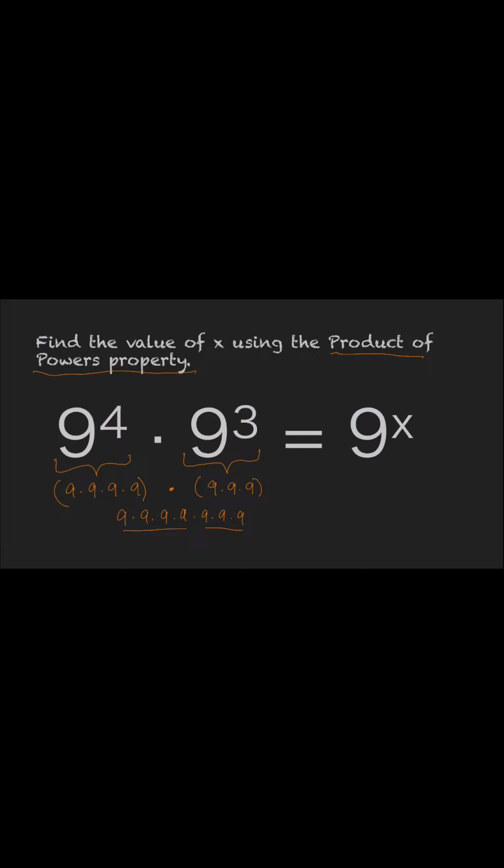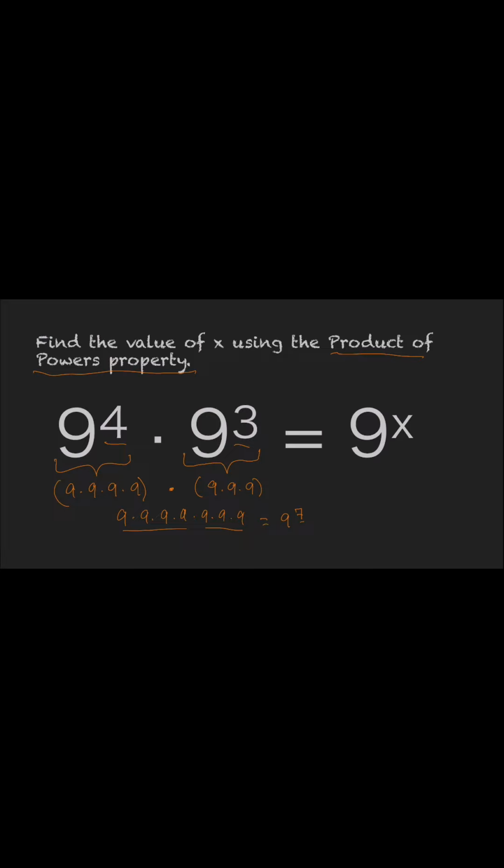Something interesting is that we are multiplying this 9 by itself 7 times. So this is equal to 9 to the 7th power. And you might say, what's so interesting about this? What is interesting about it is that this 4 plus this 3 is equal to 7. And 9 to the 4th power times 9 to the 3rd power is equal to 9 to the 7th power.